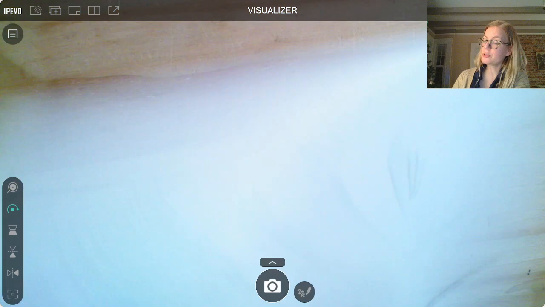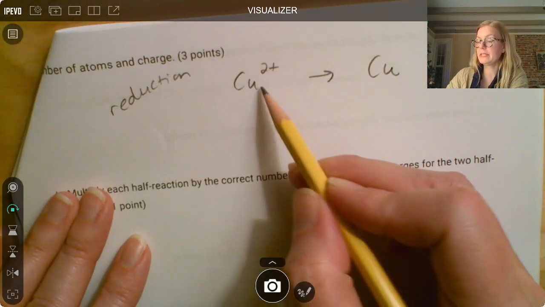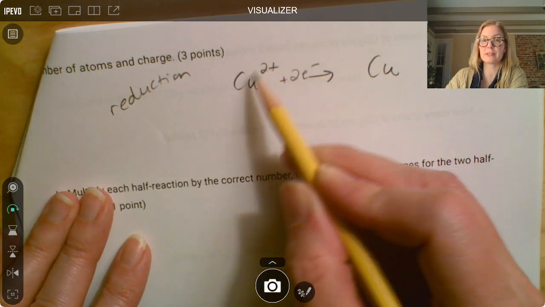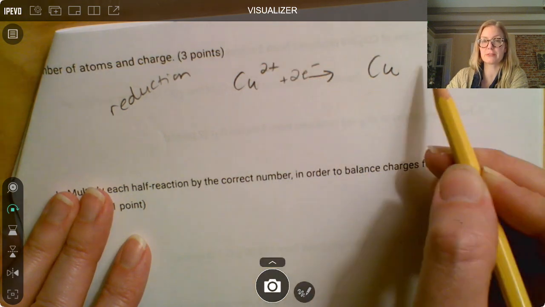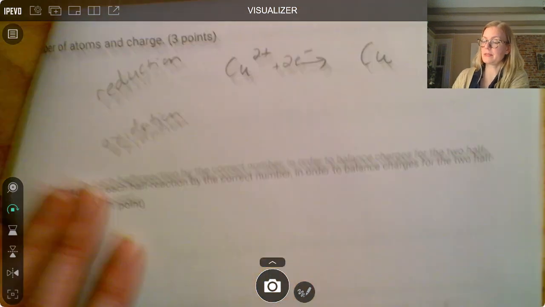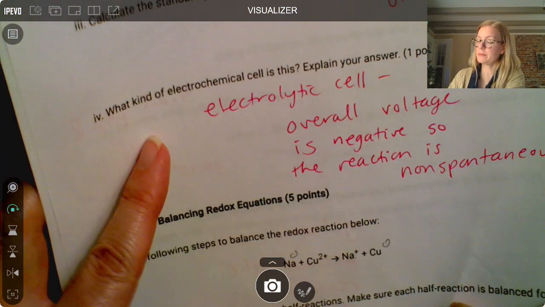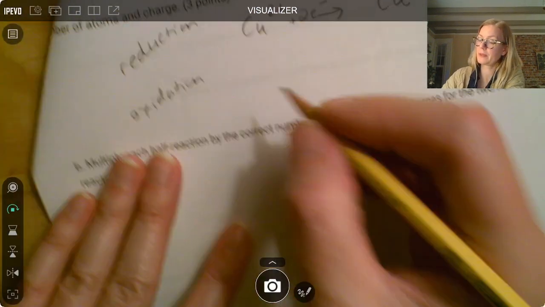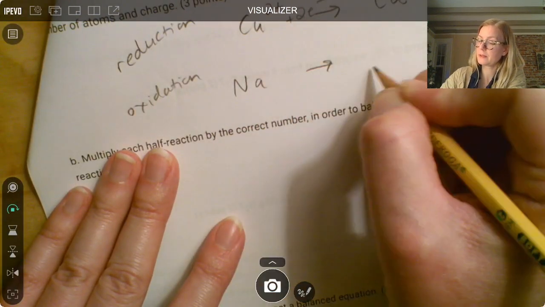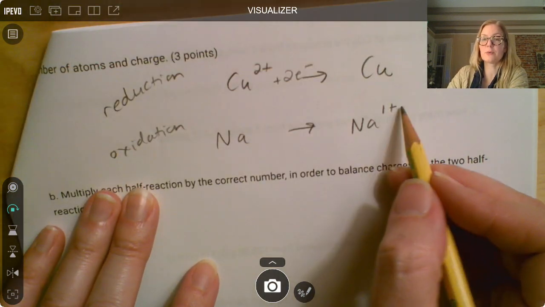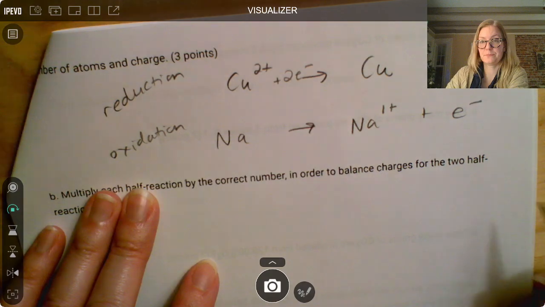And for Cu to do that, it would need to gain 2 electrons, okay, because those 2 electrons will bring that charge down to 0. The oxidation is the other one, okay? So the sodium is being oxidized. Its charge is going from 0 up to 1, okay? So we have sodium going up to Na1 positive. And when it goes up, it gives off an electron, okay?